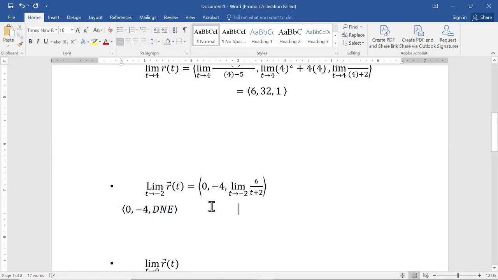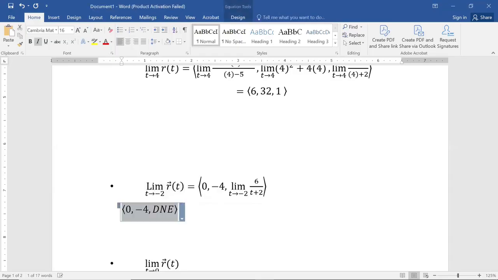Now, notice the first two parts did exist, but the third part did not exist. And so what we say about this entire thing, the limit of the entire vector valued function, we say the entire limit does not exist. And generally the shorthand for that is DNE. So if we get one part that doesn't exist, then that means the limit does not exist.